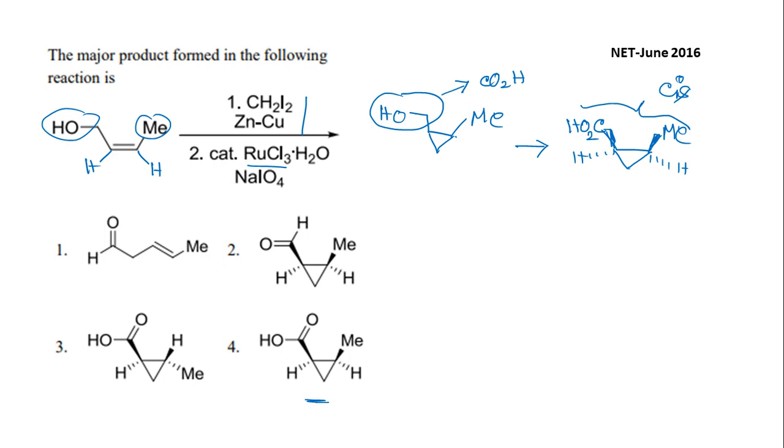CO2H is present in option 3 also, but here it is Me and these two are trans to each other. So that is why the last option will be the correct option. Also remember, this is a very strong reagent, so that CH2OH will be converted to CO2H, not aldehyde. So that is why this option is not correct.